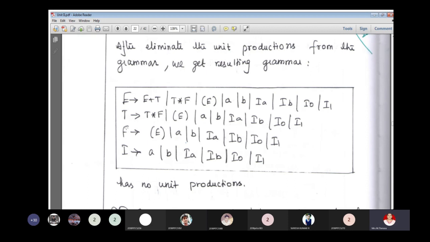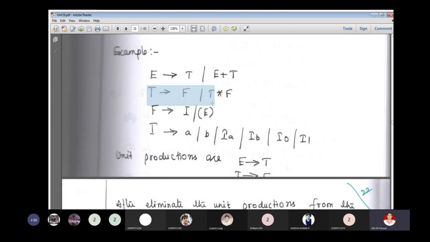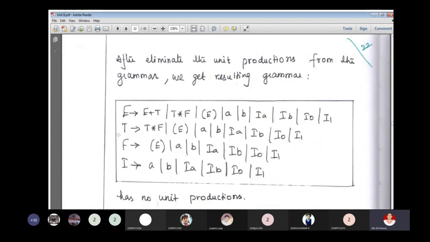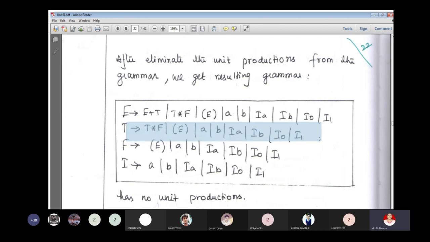Now you can substitute this F in T. Okay, since you have F and T, instead of this F, you can substitute this. So T tends to T star F. Already we have, instead of this F, substituted the body of the F. Similarly, in E tends to E plus T, instead of T, you can substitute the body of the T as T star F, open parenthesis E close parenthesis, A, B, IA, IB, I0, I1.